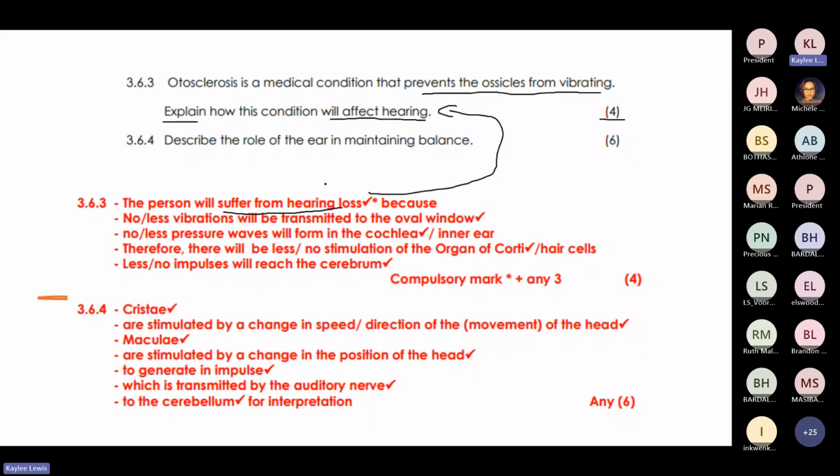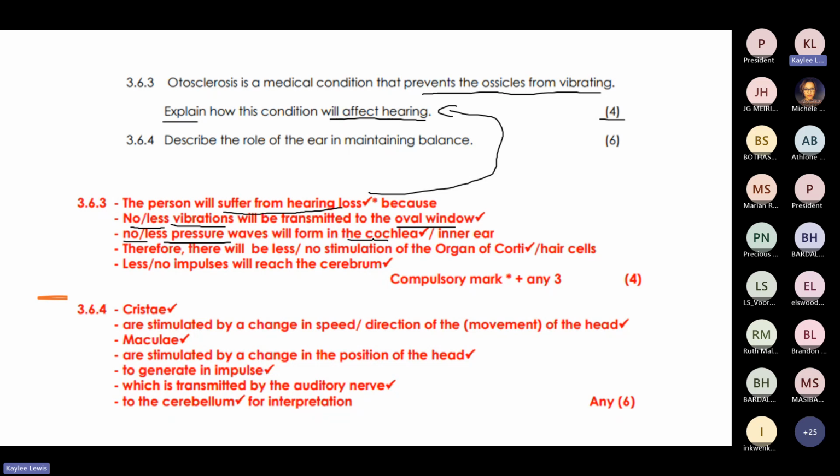Now you need to explain why they're going to suffer from hearing loss. So if the ossicles can't vibrate, then no or less vibrations will be transmitted to the oval window. And if the oval window can't vibrate, then no or less pressure waves will form in the cochlea. And again, it is important that you are using the correct terminology here. First, no vibrations will be transmitted to the oval window, and then no pressure waves will form in the cochlea.